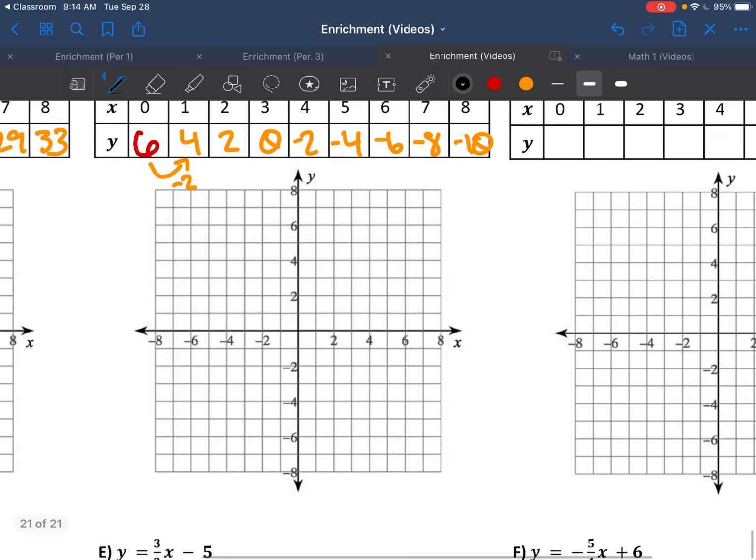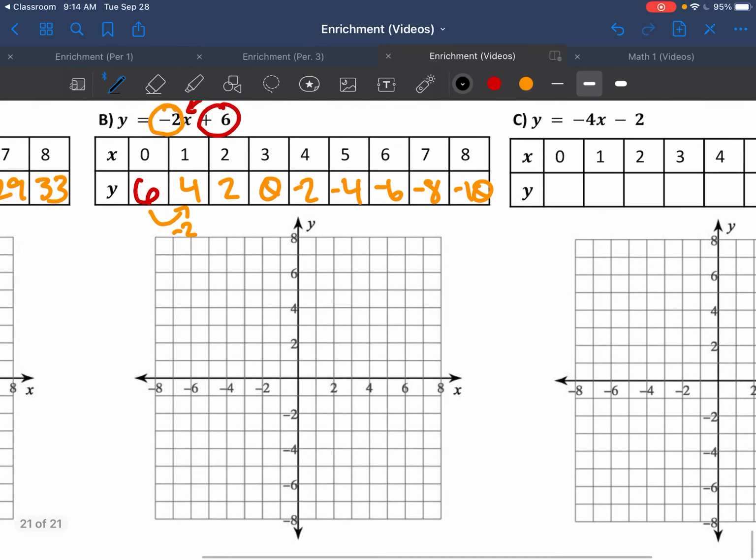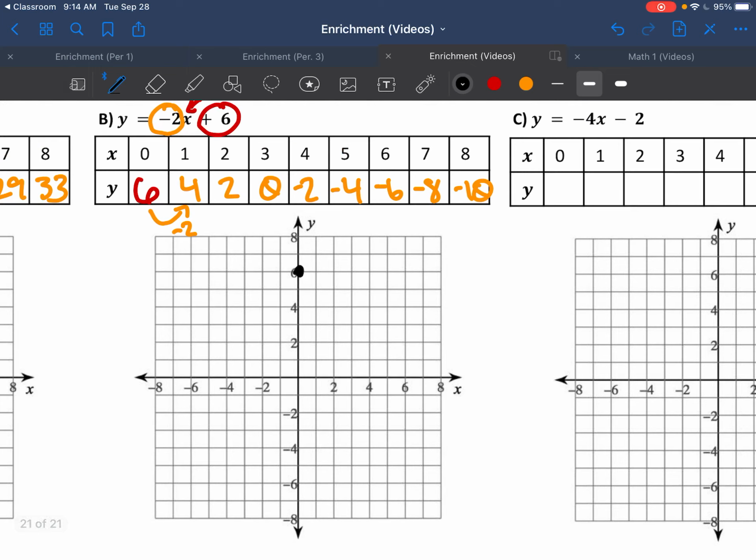When I graph this 0, 6 here, I start at my origin and go up to 6. Then I have 1, 4. I go to the right 1 on the x-axis, go to 4. Go to 2, go to the right 2, up to 3, 0, go to the right 3, and plot on the x-axis. We have 4, -2, then we have 5, -4, 6, -6, 7, -8, and that's all we can do.